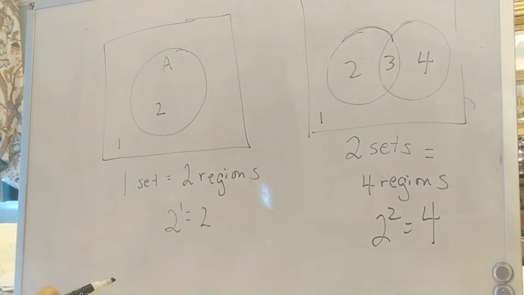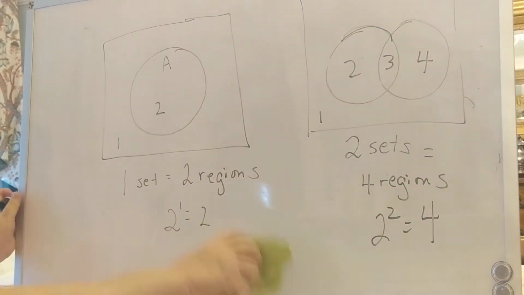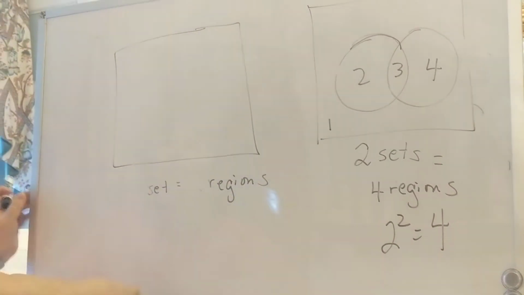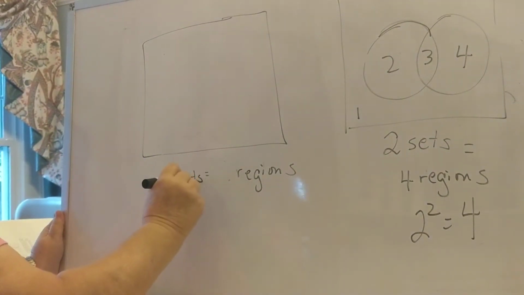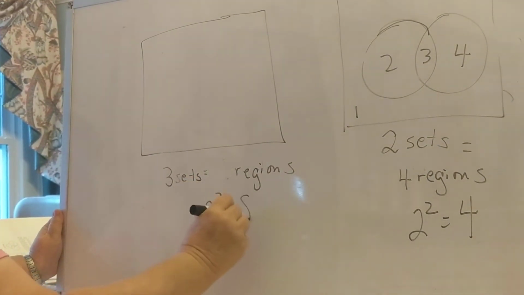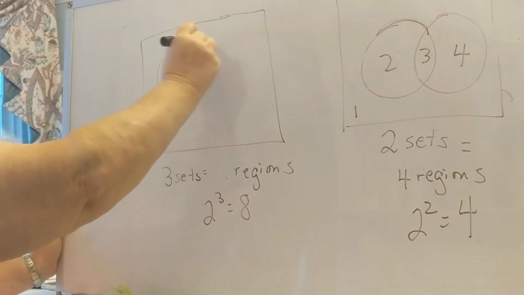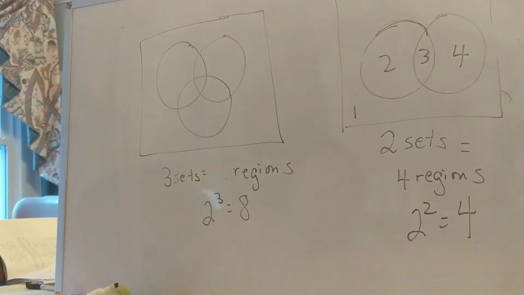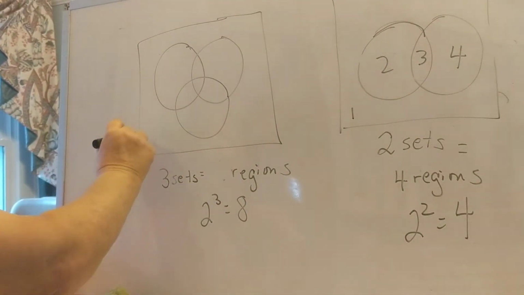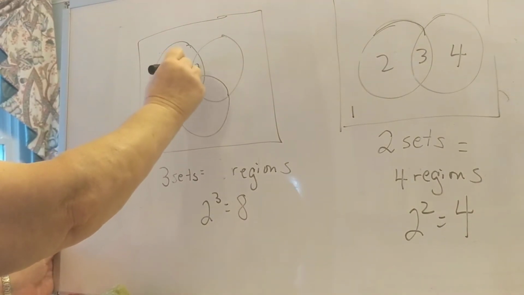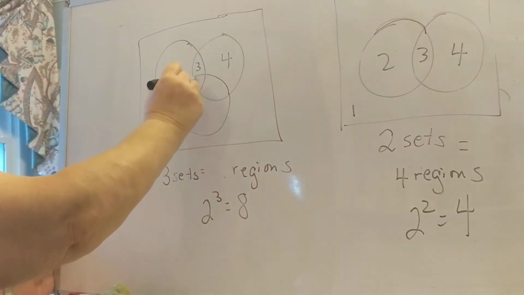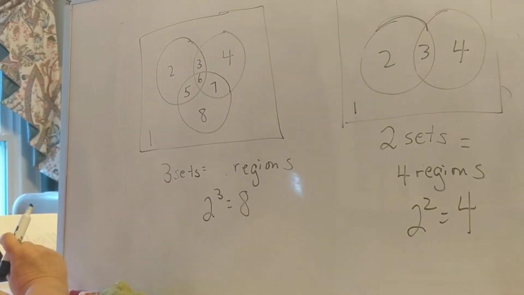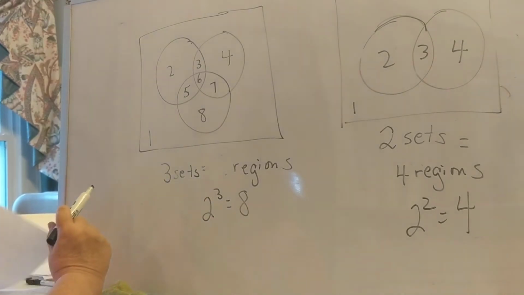You want to guess how many if we have 3 circles? I'm going to draw 3 circles. 3 sets, 2 to the third, should be 8 regions. All right, I'm going to make these circles overlap like this. And that should be 8 different regions. This is 1, 2, 3, 4, 5, 6, 7, and region 8. All right, and again, that's 2 to the third equals 8.